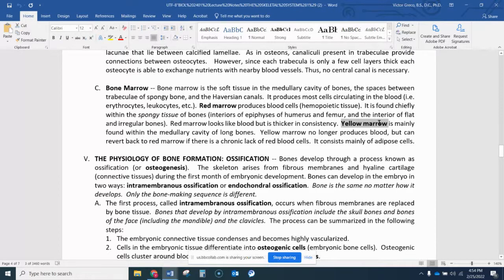That probably used to be red bone marrow when we were born, when we need to be making a lot of blood cells, but after a while, we don't need to make as much. We have a lot of areas where blood cells are made in bones. So wherever it's not needed, it just becomes yellow bone marrow, which is mainly adipose tissue.